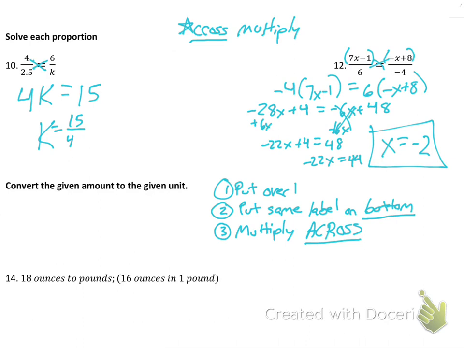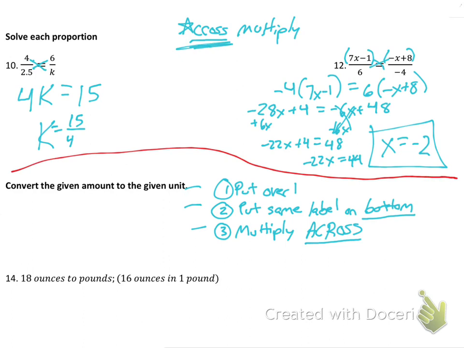All right, for this next section, I got a few notes here that are important. When you're converting, you put the number that's given over 1, then you put the same label on the bottom on the other side, and then you multiply across. So you're not cross multiplying, you're multiplying across, from left to right. Let me show you what I mean.